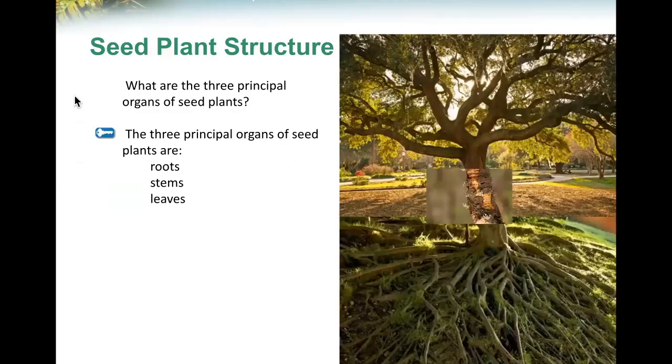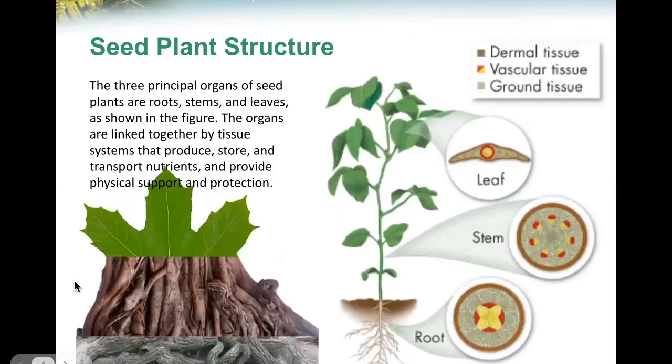What are the three principal organs of seed plants? The three principal organs of seed plants are roots, stems, and leaves. Roots, stems, and leaves. The three principal organs of seed plants are roots, stems, and leaves, as shown in the figure.